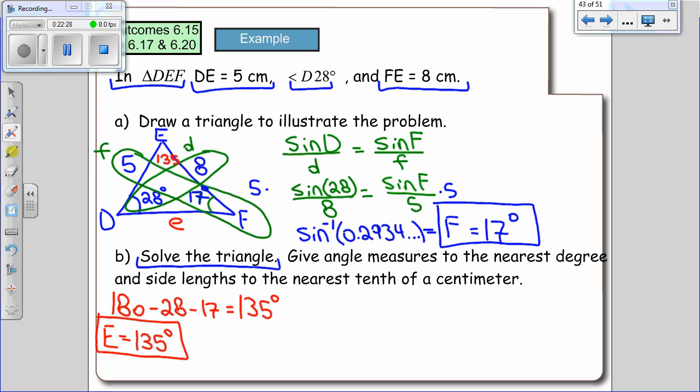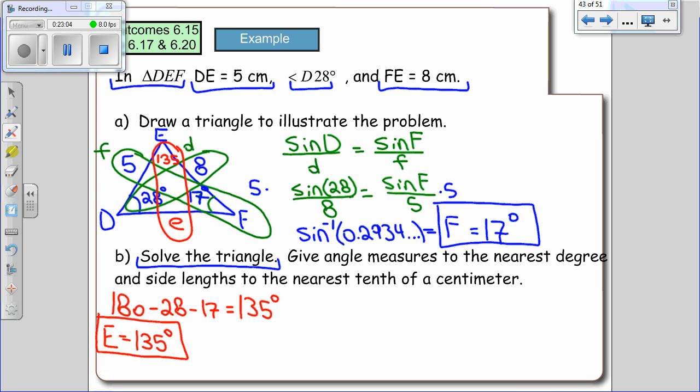So we can do sine law again, but now just using the new half missing pair. A good question here might be, should I use my pair of the 28 degrees and the 8, or should I use my pair of the 17 degrees and the 5? And it doesn't matter which one you pick. I'm going to pick the 28 and the 8 because those were given to me. And if I use information that was given to me, I'm less likely to make a mistake than if I use information I tried to find myself, just in case I made a mistake in that first problem.